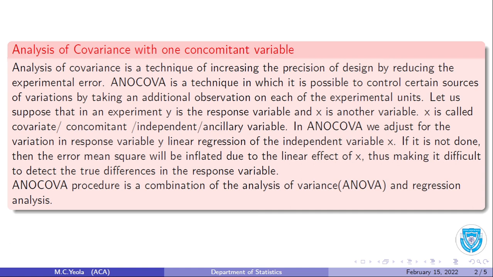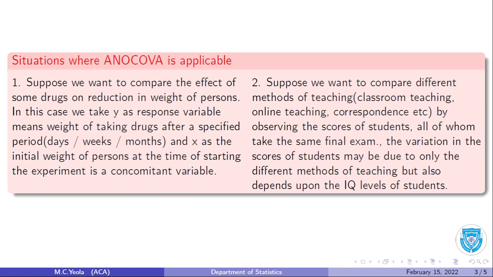The ANCOVA procedure is a combination of analysis of variance and regression analysis. ANOVA we know, and regression analysis you also know. So the combination of these two is nothing but analysis of covariance. Let us see examples here.